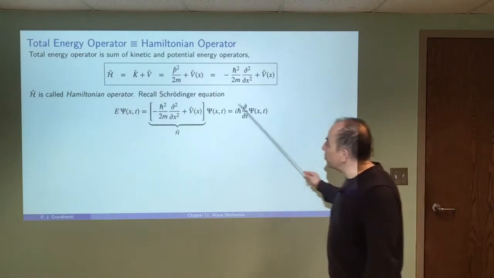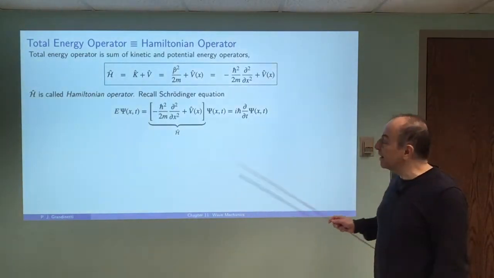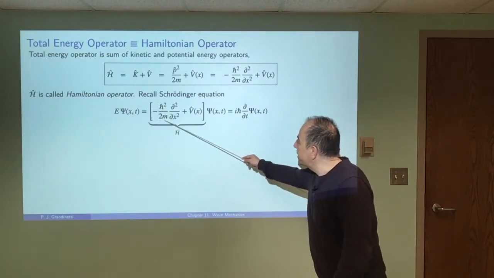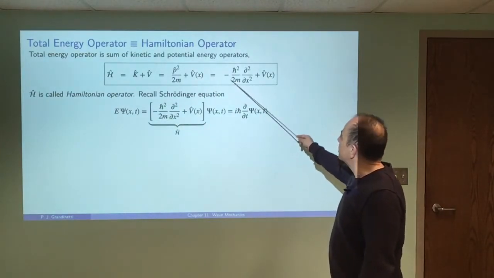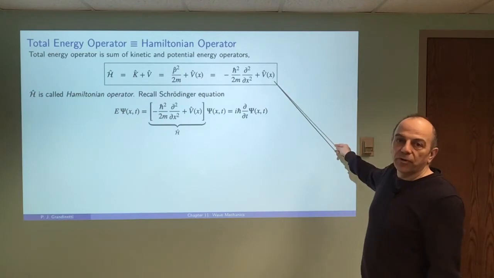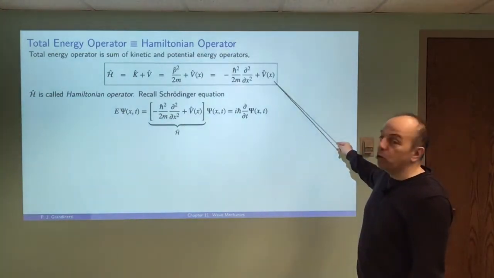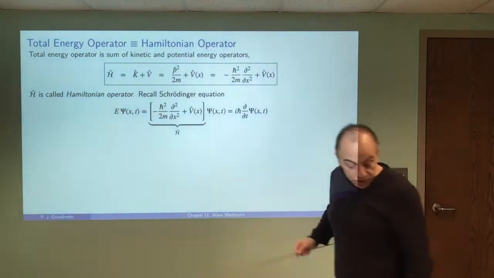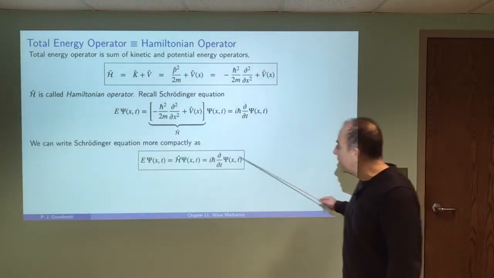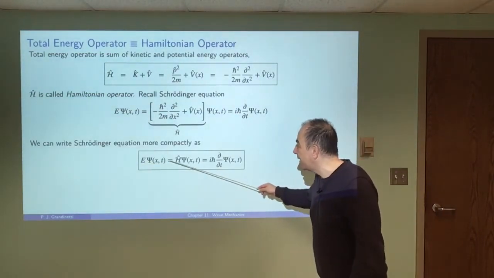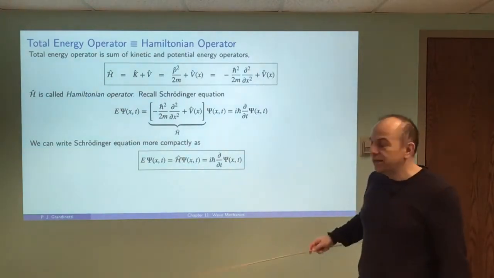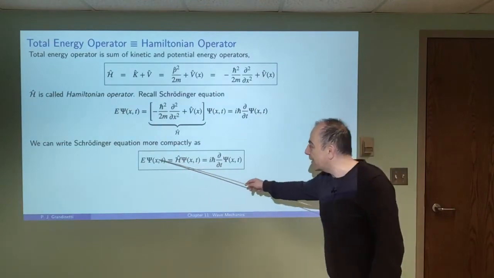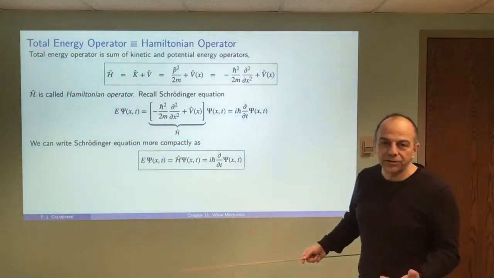Now, if I take the Schrodinger equation that we learned in the last chapter, and I write it out again, you'll see that this part here matches this form here for the Hamiltonian operator. So we can write the Schrodinger equation more compactly with this definition of the Hamiltonian operator, and we can write it as E psi is equal to H psi. So the Hamiltonian operator operating on the wave function will give back the wave function times the total energy.